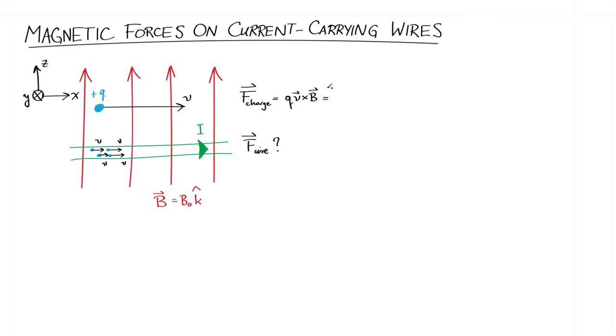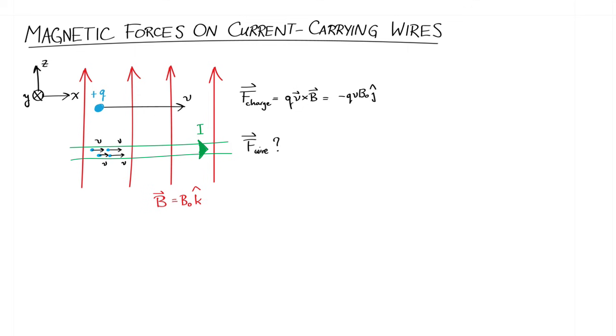So basically, if I was going to write this down, it would have magnitude minus q v B naught, and that would point in the minus j hat direction, which is why I have this minus here. Okay, so that's for an isolated charge.